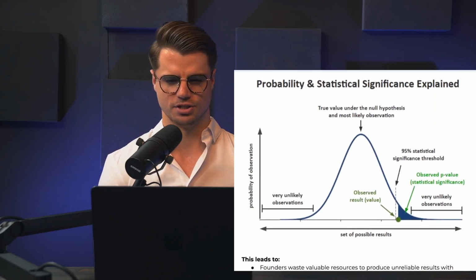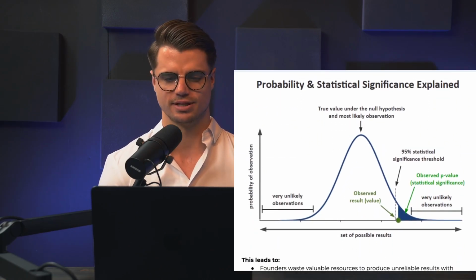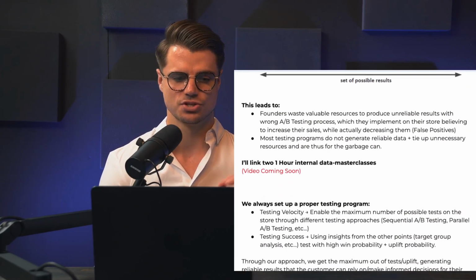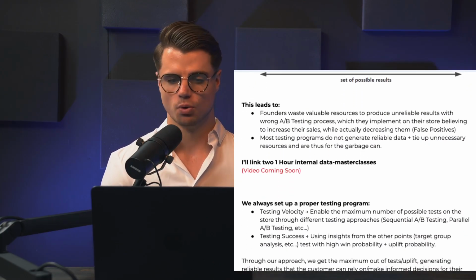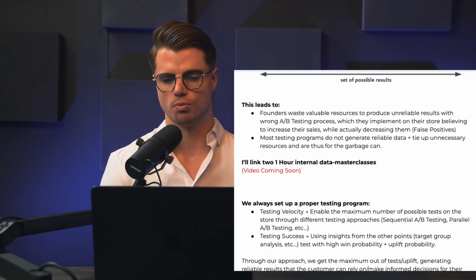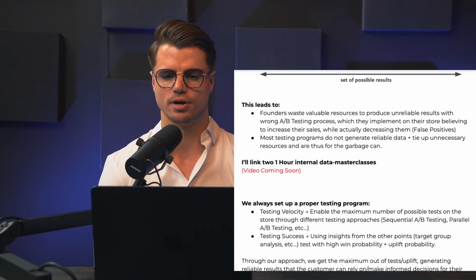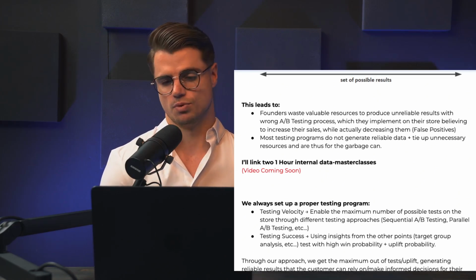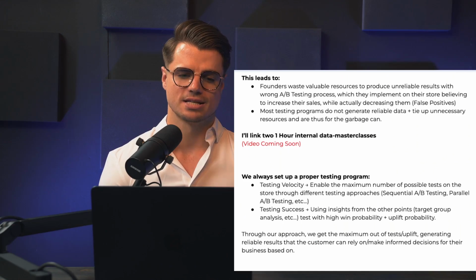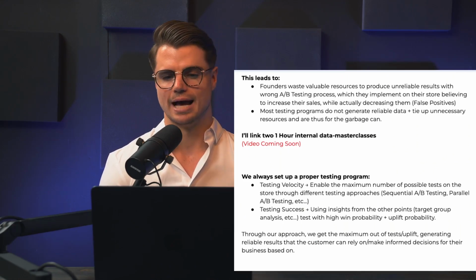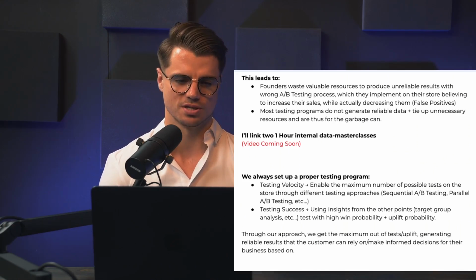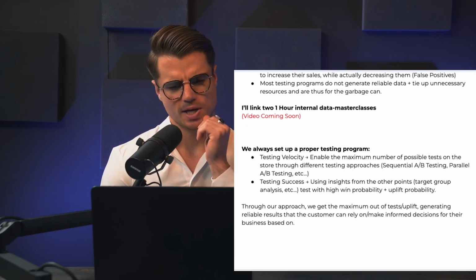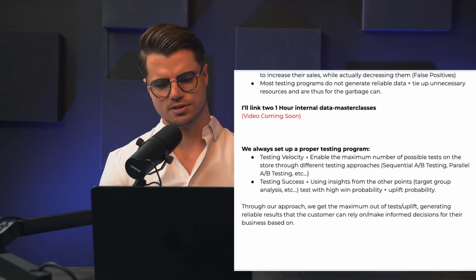Now, this is what it quickly looks like: probability and statistical significance explained. I am not going to go through this in deep detail. However, this leads to founders wasting valuable resources to produce unreliable results with wrong A/B testing processes, which they implement on their store, believing it will increase their sales while actually decreasing them, which is a false positive. Okay. So most testing programs do not generate reliable data, and obviously they tie up unnecessary resources and are thus for the garbage can.